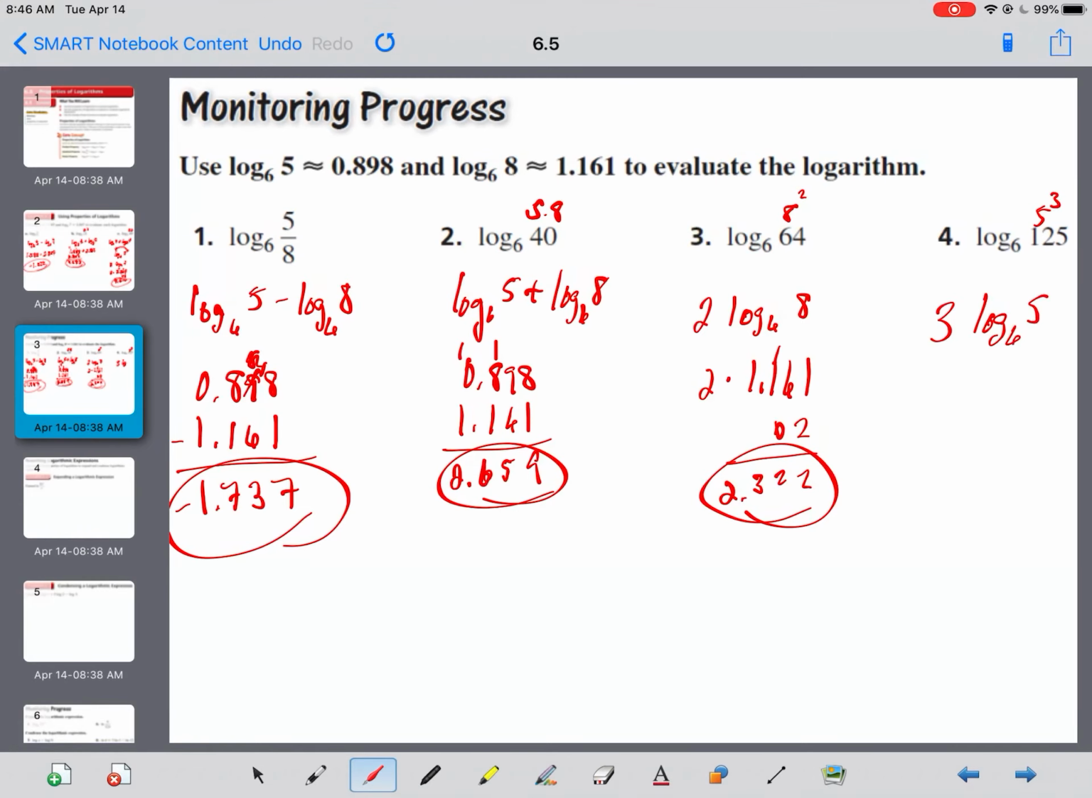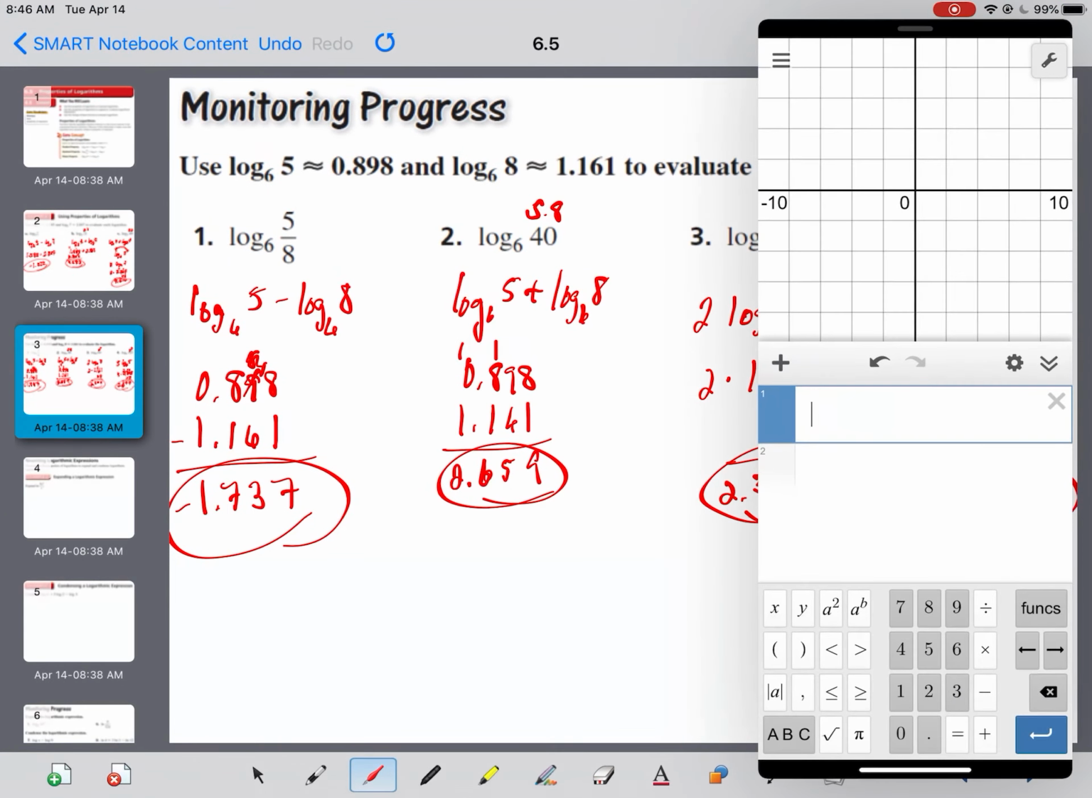Log base 6 of 125, that's 5 to the third. So 3 times log base 6 of 5. So 3 times 0.898. And 2.694. Just like that. Now our calculator can handle that, especially Desmos. Desmos goes easy. We could have just put in functions, log with a different base, put in our 6, and then in here we could have done 5 divided by 8. Now, they got a different answer than I got.